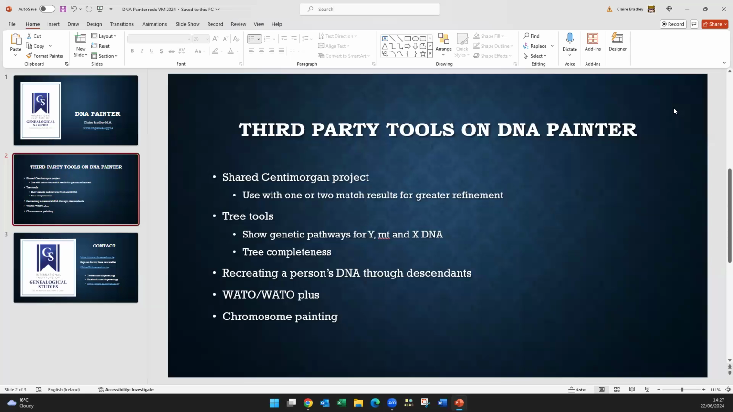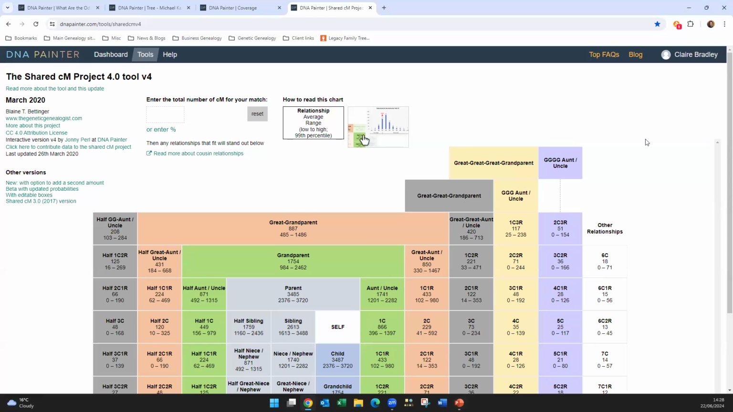There's a number of different categories of tool, and I'm going to just take you through some of the main ones today, and we can discuss them in greater detail in another meeting. So the one that you're all going to be familiar with already, I hope, is the Shared Centimorgan project. The Shared Centimorgan project is a crowdsourced tool, and I'm going to just hop over to show you what it looks like. So it's a crowdsourced tool of ranges and averages of DNA shared between different relationships in people.